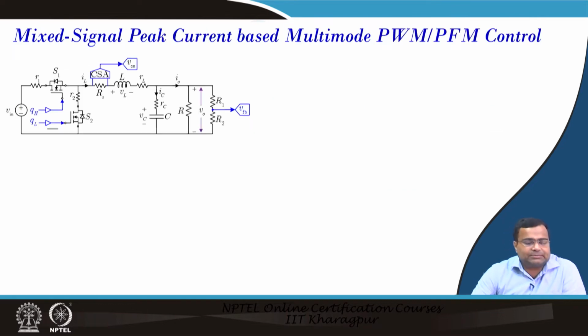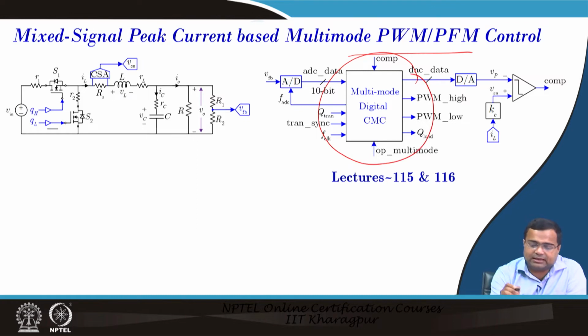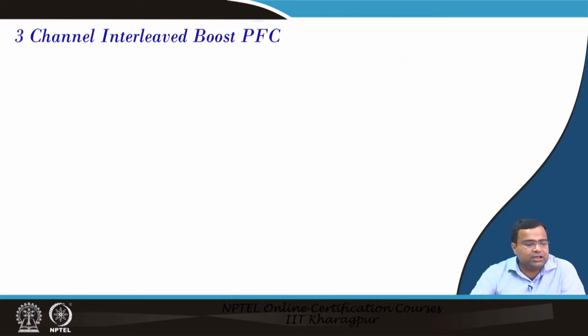We have also discussed mixed signal peak current based multimode PWM and PFM control, and we developed this architecture and synthesized it using Verilog HDL, and we presented FPGA prototyping with experimental results in lectures 115 and 116. So, with this understanding of the key architecture that we have discussed, and having developed their Verilog HDL synthesized files and prototypes, it is reasonable to link with some of the commercial products.